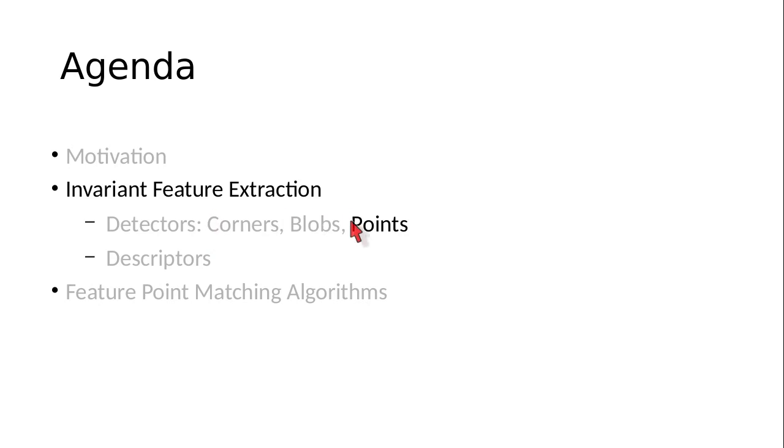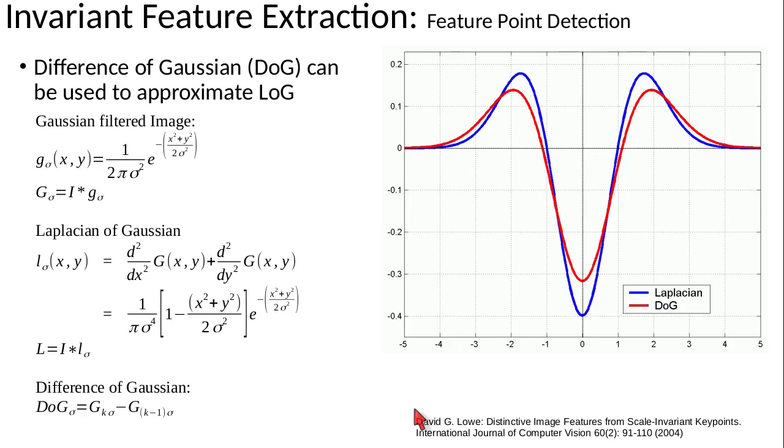We have completed the discussion of corner and blob extraction. Now we will discuss invariant feature point extraction. Invariant feature point extraction was first published by Lowe in 2004.